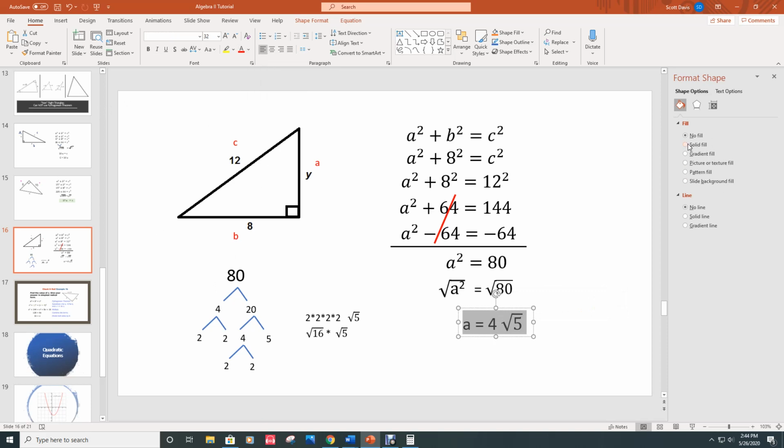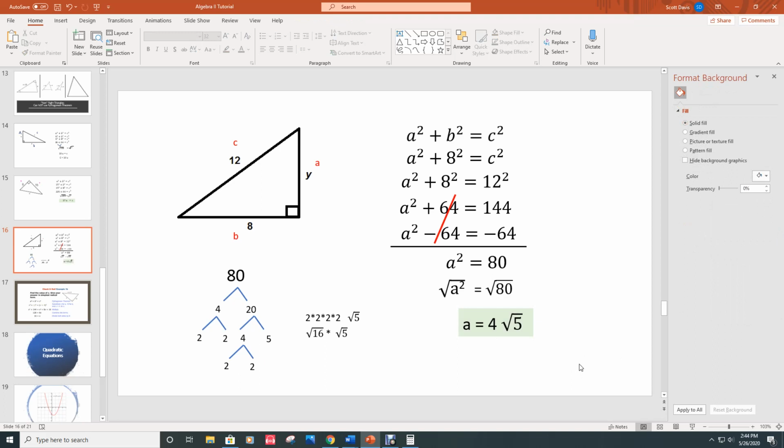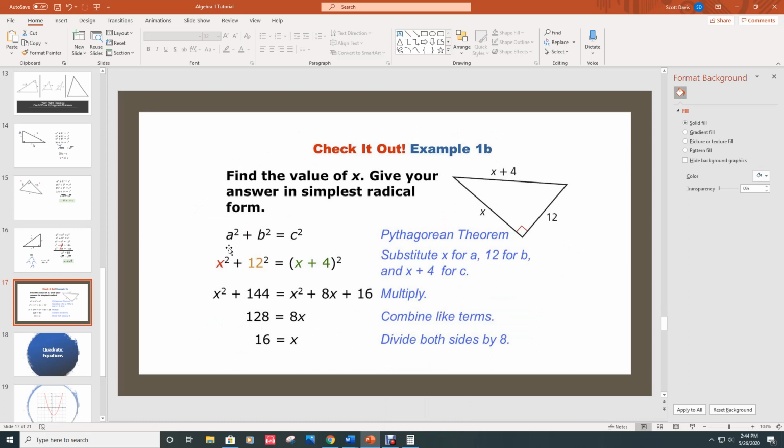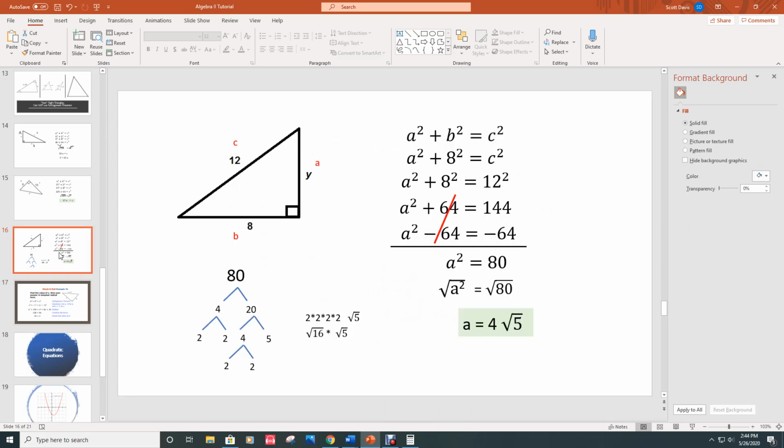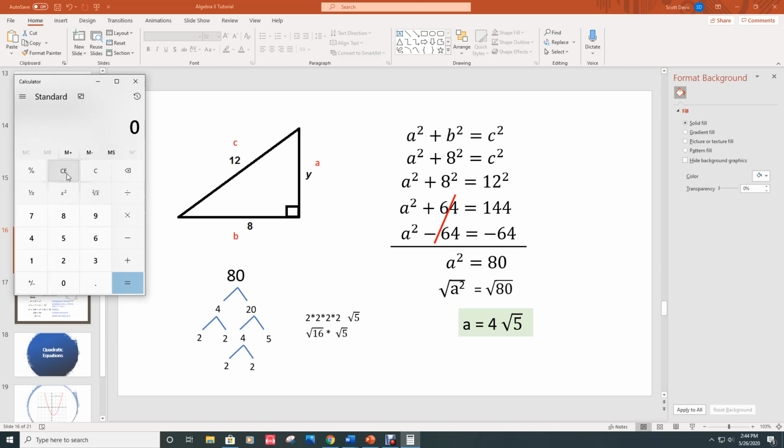So what you have to really pay attention to with your question is how are they asking you to give your answer? Because if they're okay with A equals the square root of 80, because they don't want a decimal there, or they want you to break it down into the simplest radical form, I said lowest, simplest radical form, then okay. Or they might ask you to round your answer to the nearest decimal, or nearest hundredth. Let's say they ask you to round it to the nearest hundredth.